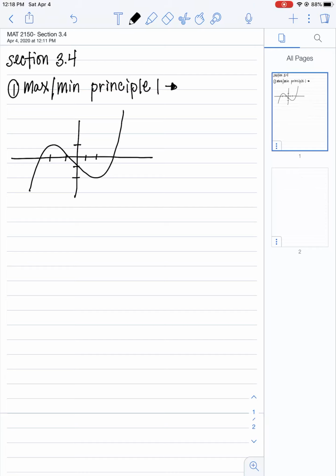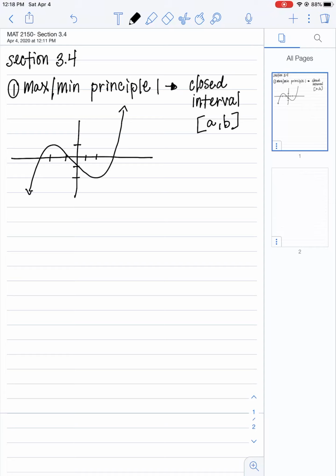To get started, section 3.4 talks about two principles, and I've already written one down on the screen. The first principle is called the max-min principle number 1. The requirement to use max-min principle number 1 is that it has to have a closed interval, guys. So the problem has to have a closed interval, and I'll write an example like A to B.